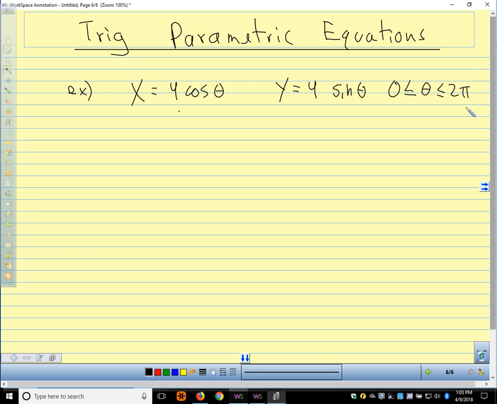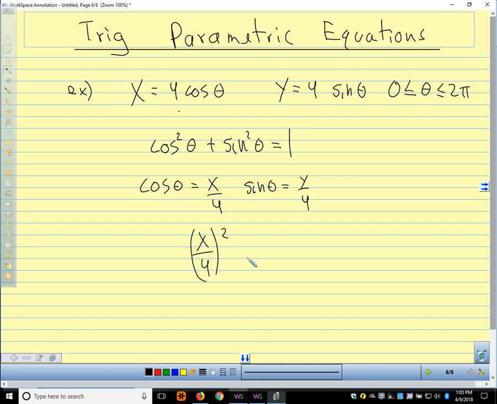Anytime you see a sine and a cosine together, you should think about your Pythagorean identities. We know that cosine squared theta plus sine squared theta equals 1, always. From this equation, cosine theta is x over 4, and from this equation, sine theta is y over 4. So x over 4 squared plus y over 4 squared is cosine squared plus sine squared. That equals 1.